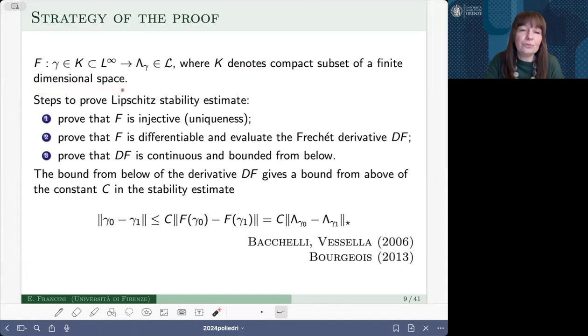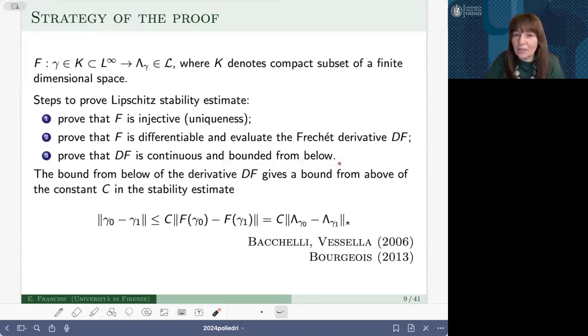And if you are able to prove that the map is injective, so if you have uniqueness, if you prove that the map is differentiable and you are able to evaluate this Frechet derivative, and if you prove that this Frechet derivative is continuous and bounded from below, then you get this kind of Lipschitz stability estimate. And the bound from below of the derivative gives rise to a bound from above of the constant in the stability estimate. So if you want to get some information on this constant, then you need to have some information on this bound from below.